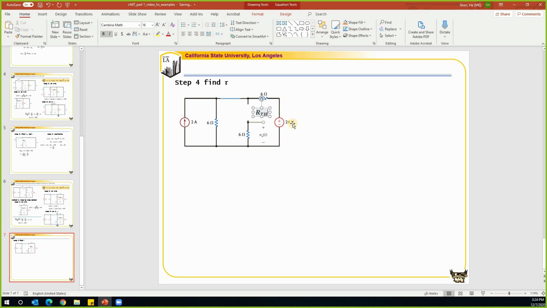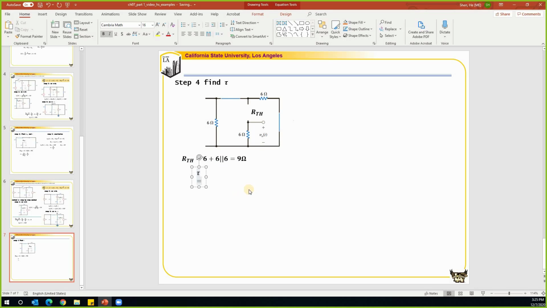When we look for RTH, we need to set all the power sources to be 0. To set this current source to be 0, we just need to open it. And for the voltage source, we'll replace it by a wire so that the voltage will become 0. So RTH is equal to this 6 in series with the other two 6 in parallel, right? So that is 9 ohms.